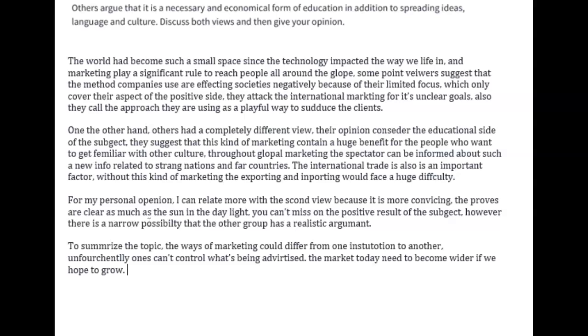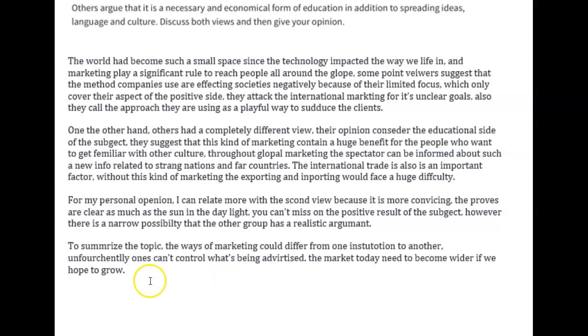All right. Again, this isn't a properly structured paragraph. Vocabulary, spelling, grammar, it needs work. It's just at the very kind of basic level of grammar. And so we can kind of understand what you're telling us, but it's not really clearly developed. Okay. So here it's like you tell us that we can't miss the positive results. And then you say there is a possibility that the other group has a realistic argument. So all this is really rather confusing. So it leaves the reader with not really understanding what your perspective is.